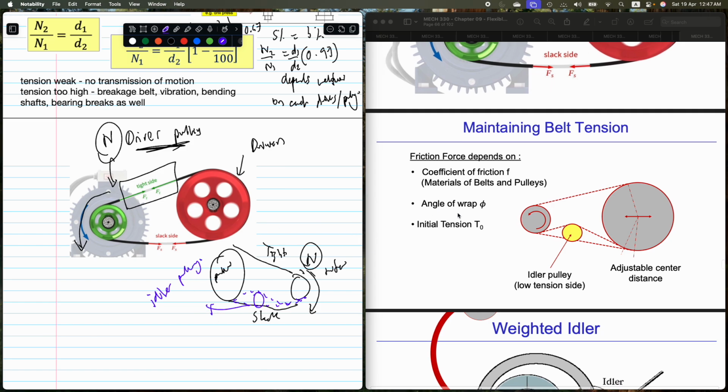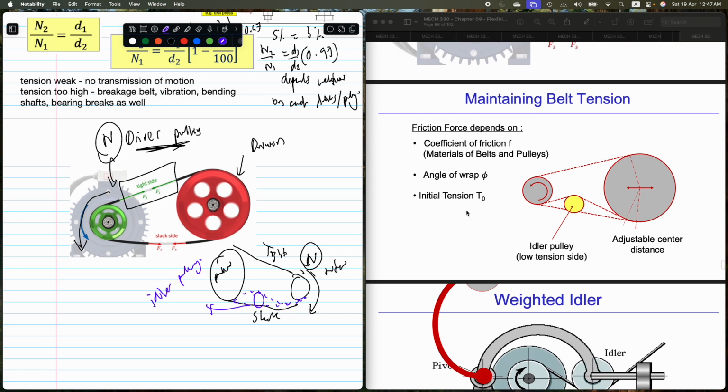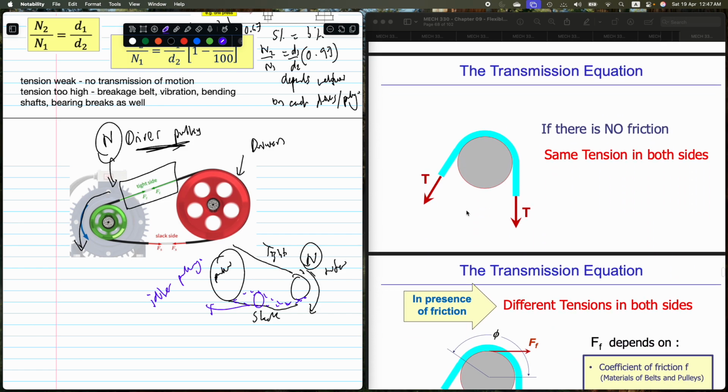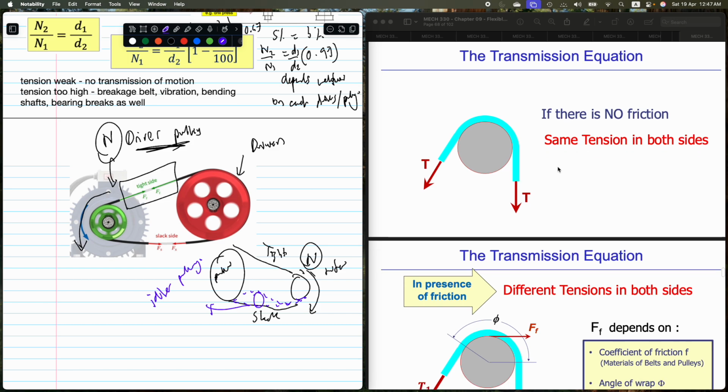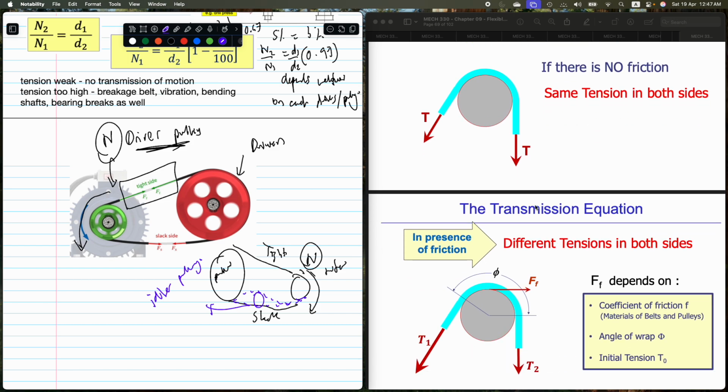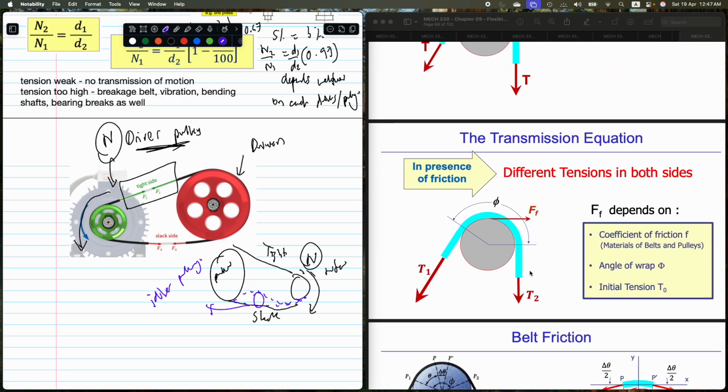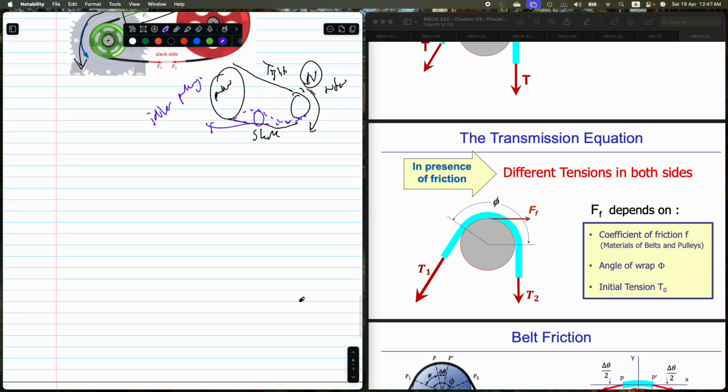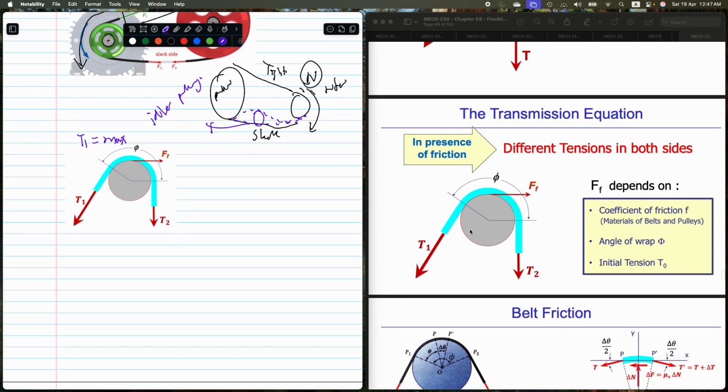Coefficient of friction depends on the angle of wrap. Initial tension, yeah, that's fine. If there's no friction, same tension on both sides, so T1 equals T2. Different tension on both sides: a very key thing here is that T1 is always your max. That's just something we need to know here, and that's what we normally assume.